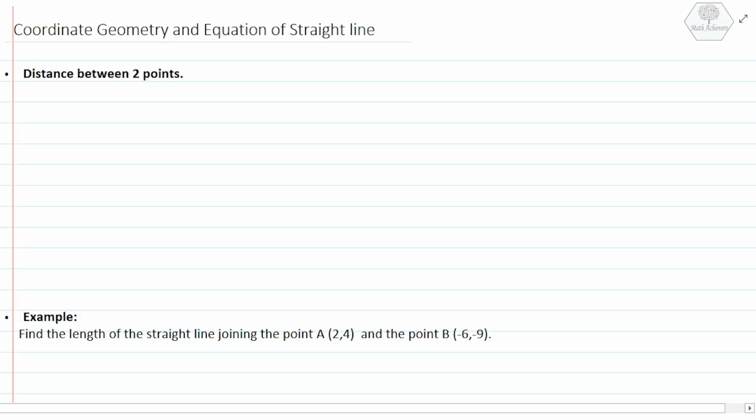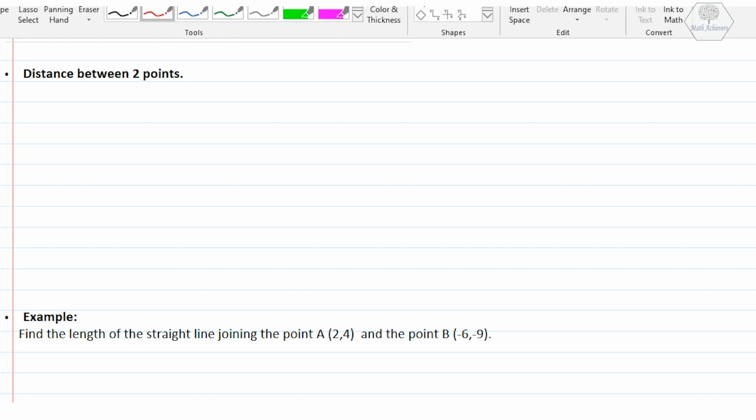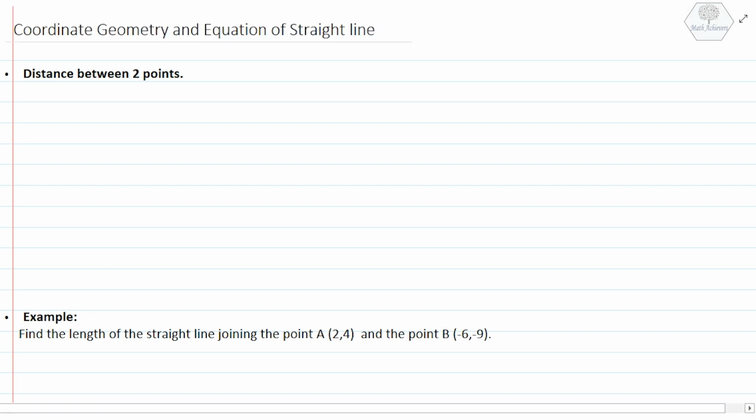Now, let's talk about the distance between 2 points. Also, I will be drawing a straight line. This straight line has the coordinates at the endpoints to be A, which has the coordinate x1 with y1, and the other point is B, which has the coordinate x2 with y2.